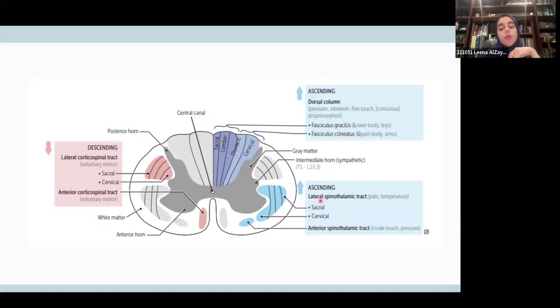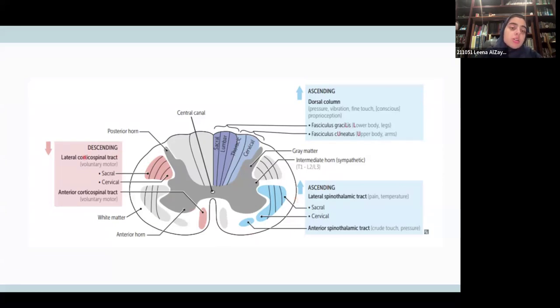Then we have another one, which is the lateral spinothalamic and anterior spinothalamic tract, responsible for pain and temperature, crude touch, and pressure. As you go more medially, it's cervical. As you go more laterally, it's sacral. So it's completely the opposite of the dorsal column, meaning if you have an injury to the lateral aspect of the lateral spinothalamic tract, you will have an issue with the lower limb. While if you have a problem with the medial part of the spinothalamic tract, you would have a problem with the cervical region. So you would have loss of pain and temperature in your, sorry, your upper limb.